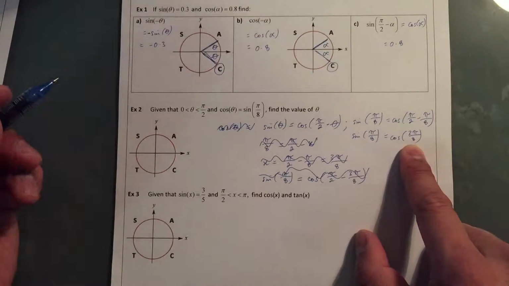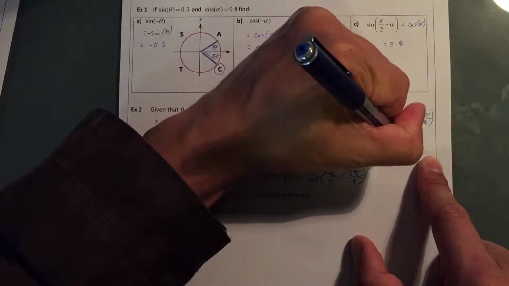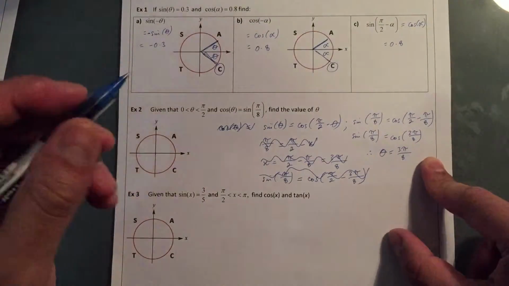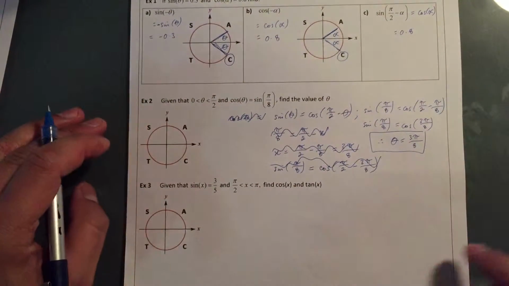So therefore, theta is going to be 3 pi on 8. That's it. Don't know why I tried to make it so complicated, but there you go. Sorry about that. Last one.